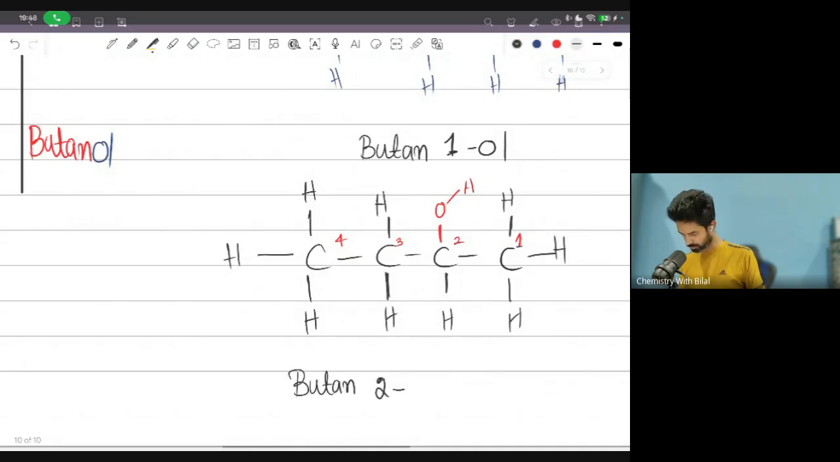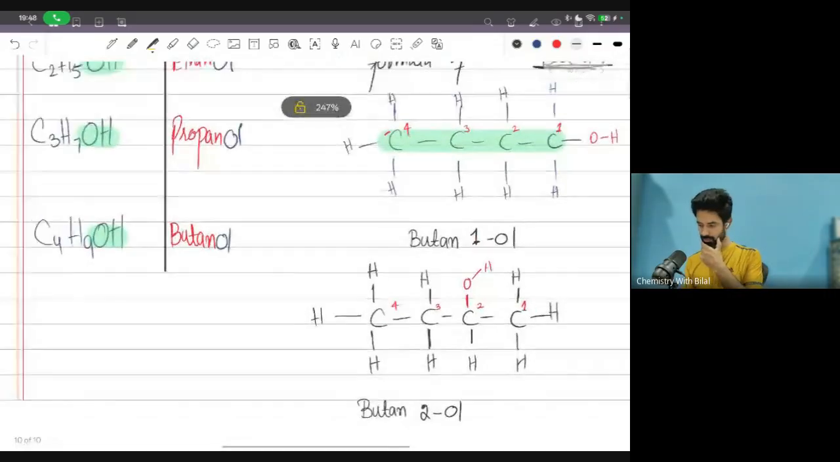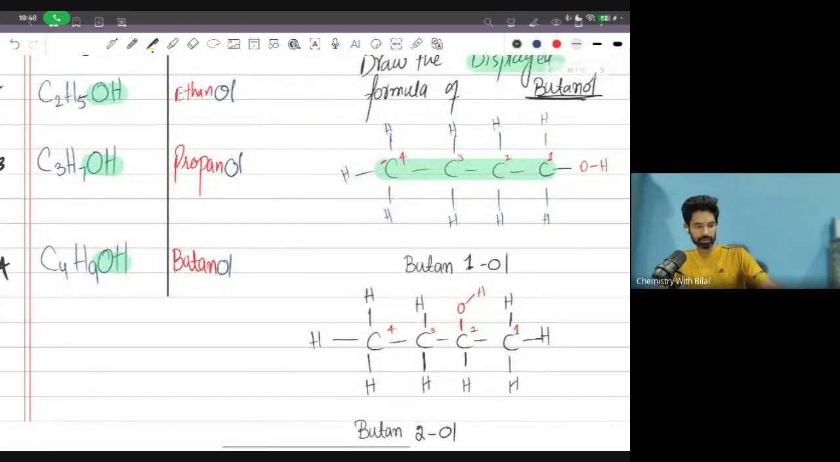Butane 2-ol. Yes or no? Make sense, everyone? Please say yes. Yes. So please note the difference in butane 1 and 2-ol. It is because of the difference in the attachment of the functional group, which is OH. They are two different molecules.